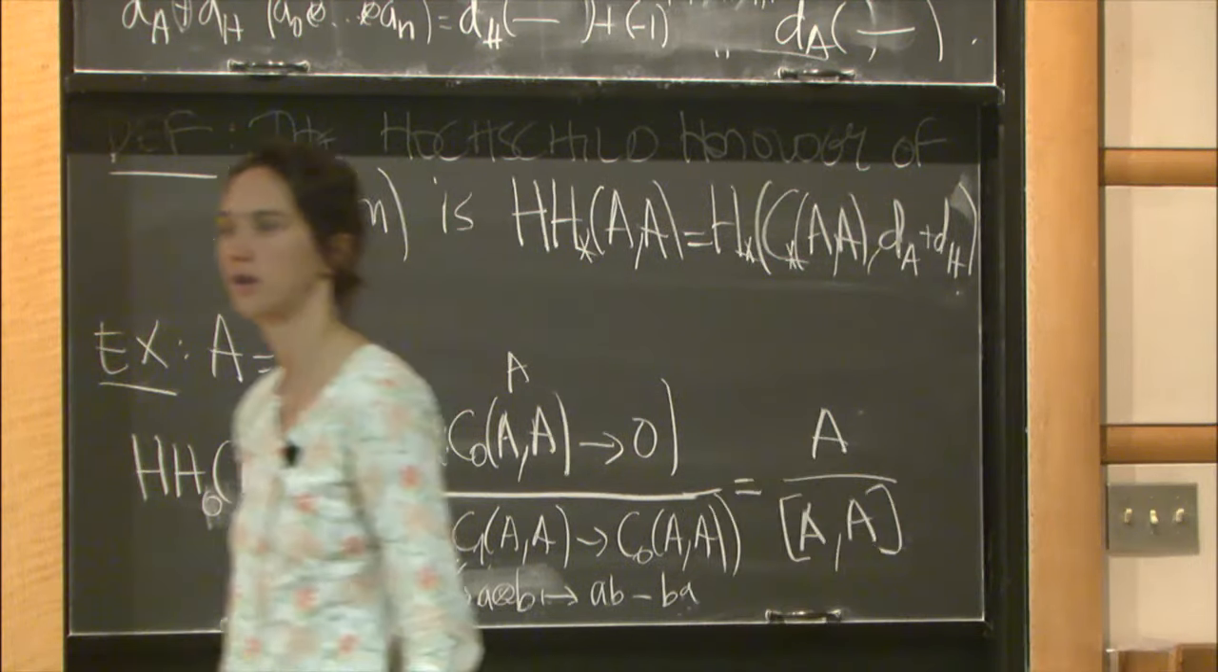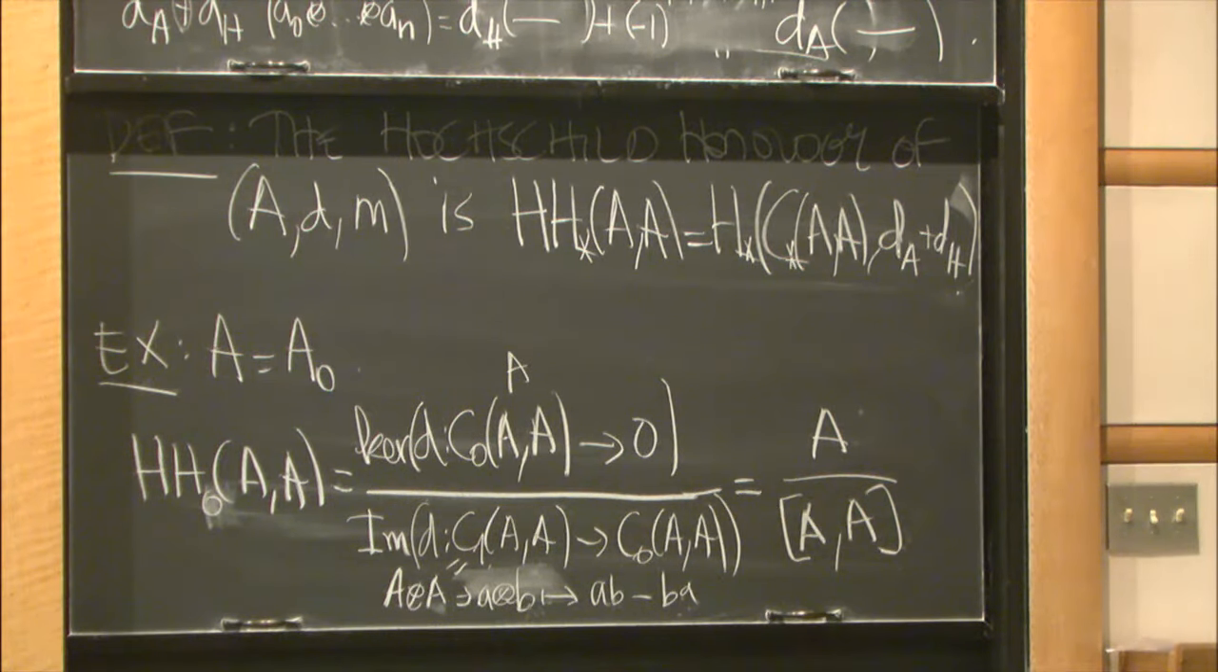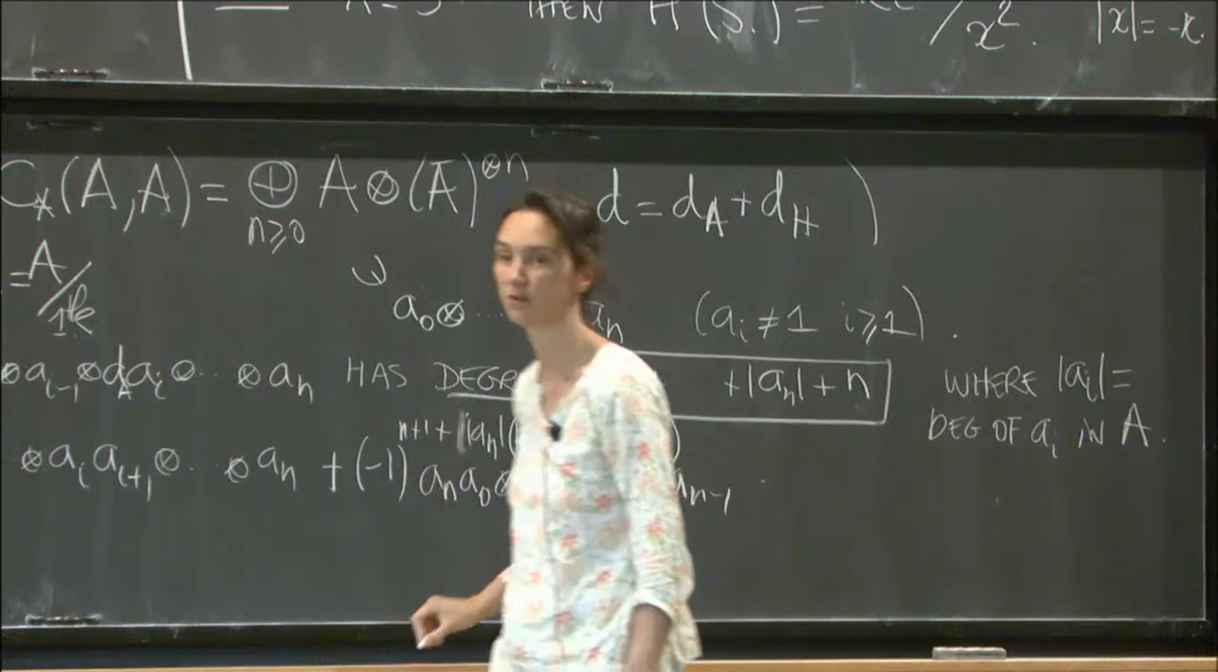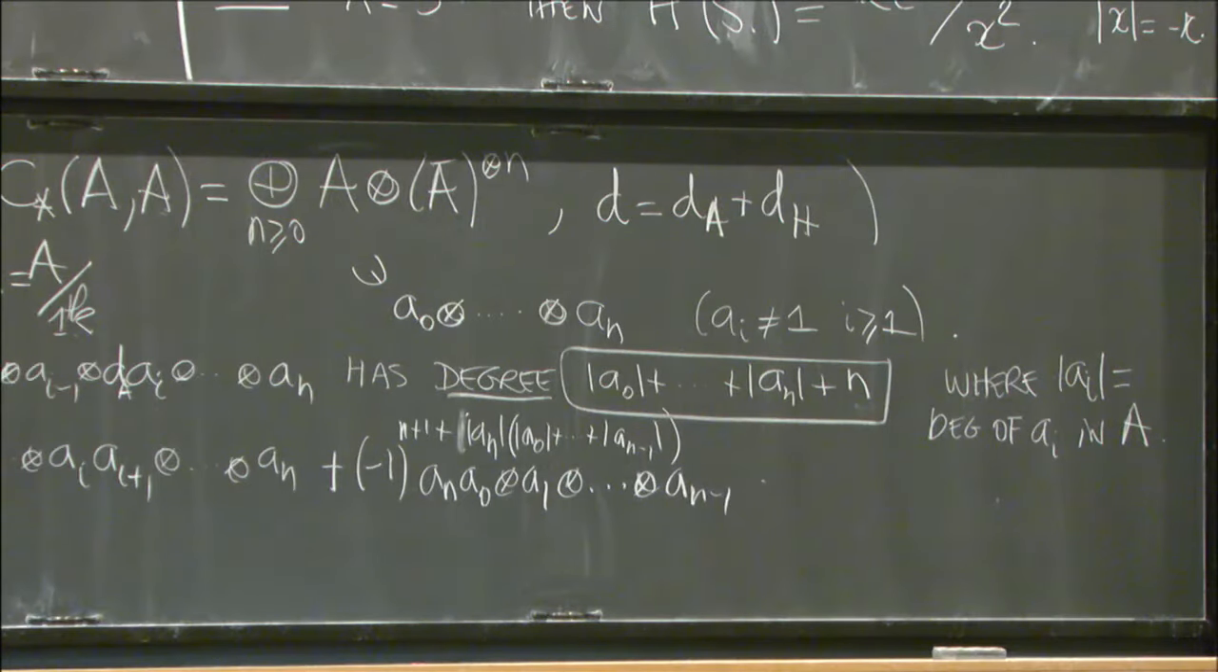So when you define the C star of A in this chain complex, the grading is the sum of the grading of A and the Hochschild degree? Yeah, that's the degree. Correct.